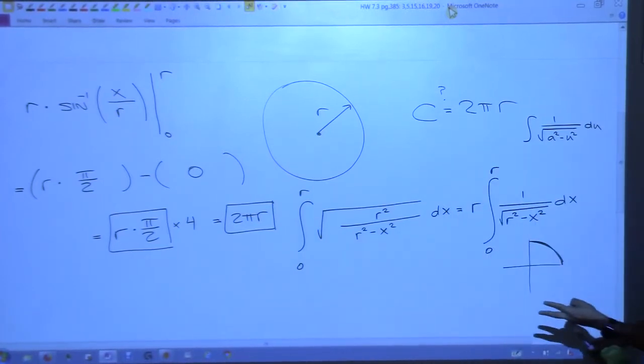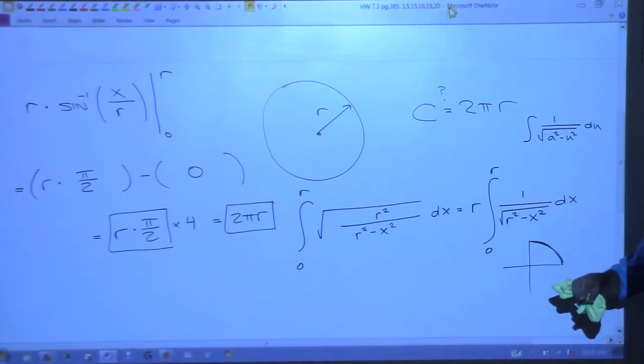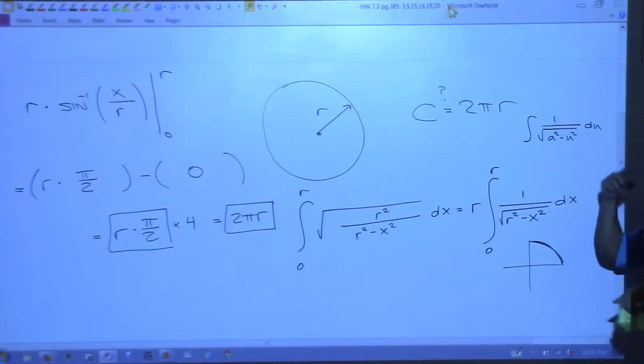Area, volume, and circumference. All of them have used different techniques, right? For the area, we needed our area formula. For the volume, we had to do a solid of revolution. For circumference, we had to do arc length.